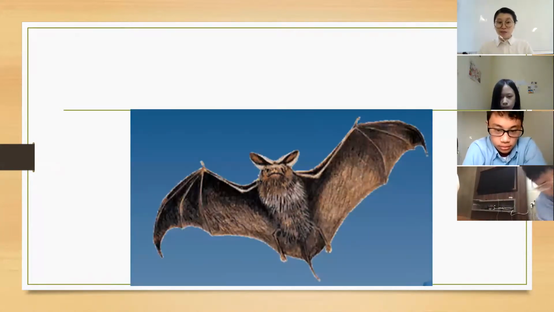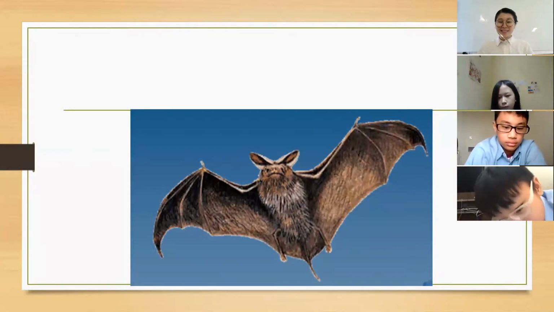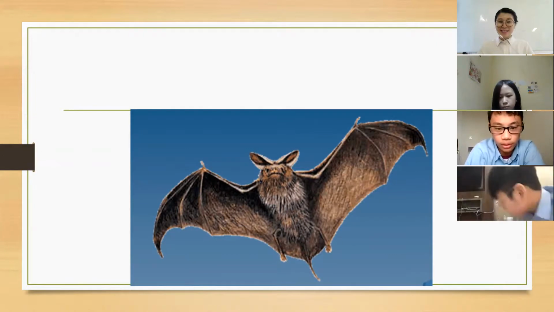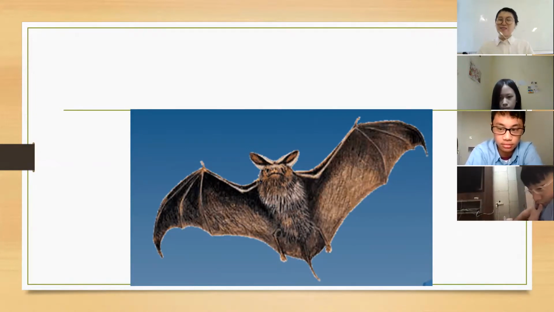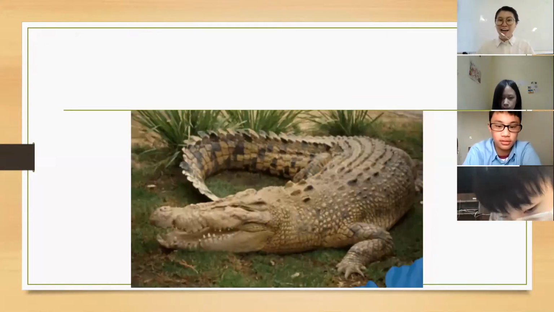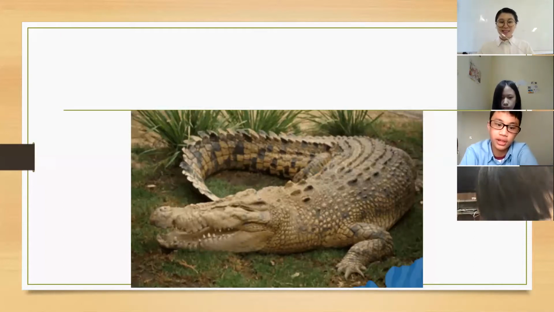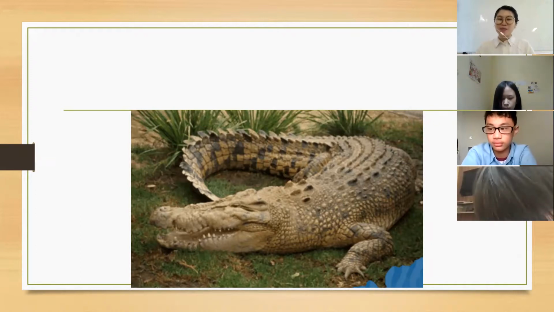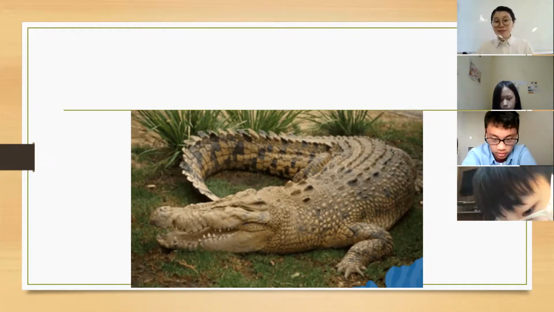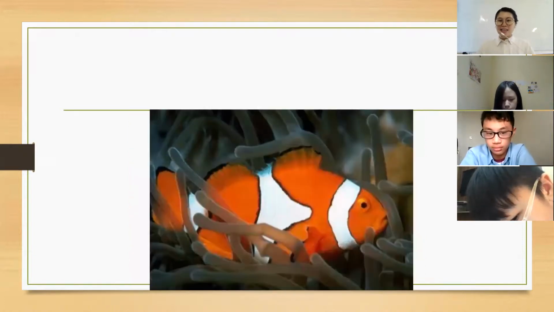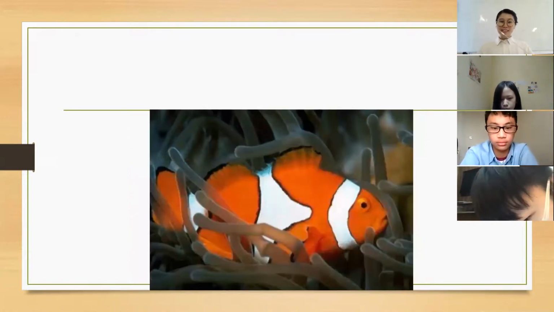How about this one? Yes, Daniel. I'm not sure about bats. It is a mammal. Very good, Shara. Bat is a mammal. As you can see, there is fur and hair. How about this one? Valerich. A crocodile. Reptiles. Very good. It's a reptile. As you can see, there is dry skin.